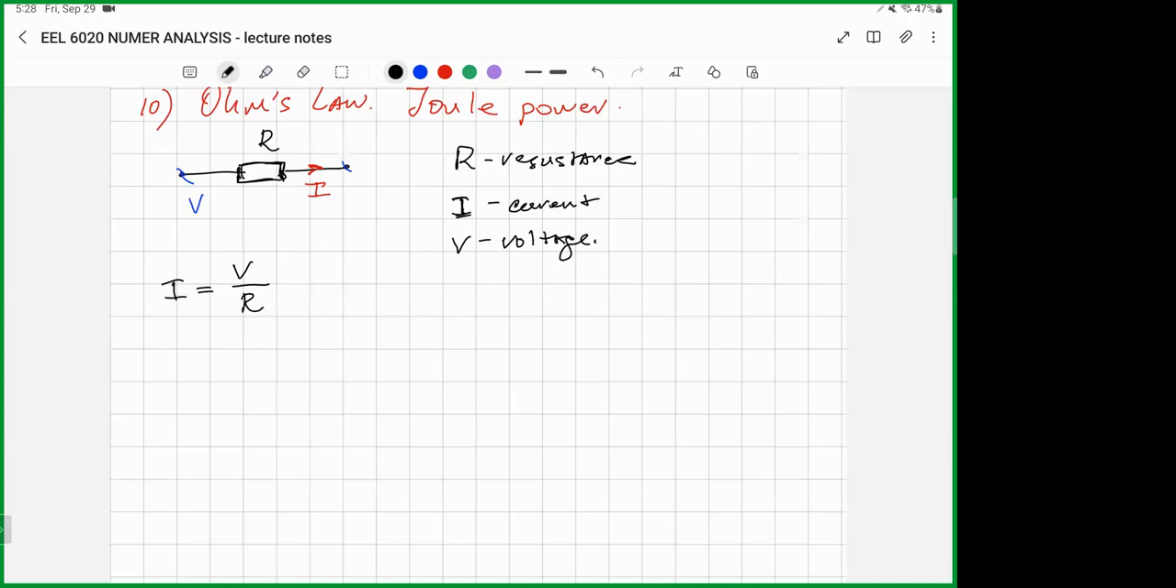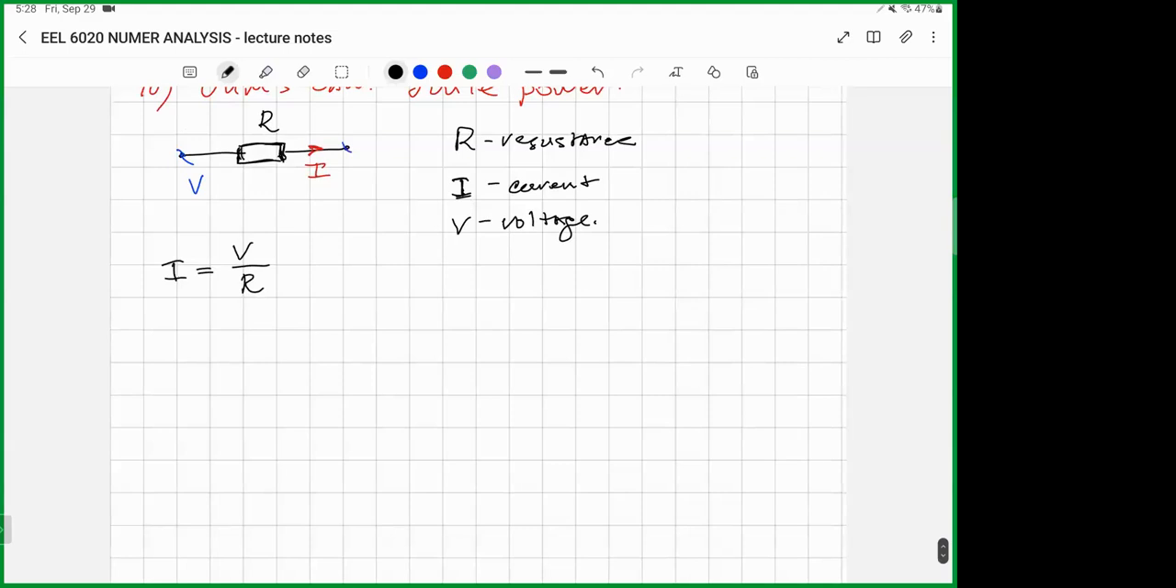Okay, so the stronger the voltage, the stronger the current for the given resistance, and vice versa, for the given voltage, the larger the resistance, the lower the current, the smaller the current is. Okay, so that's pretty clear. But as I said, this is the integral law for a system as a whole, okay?